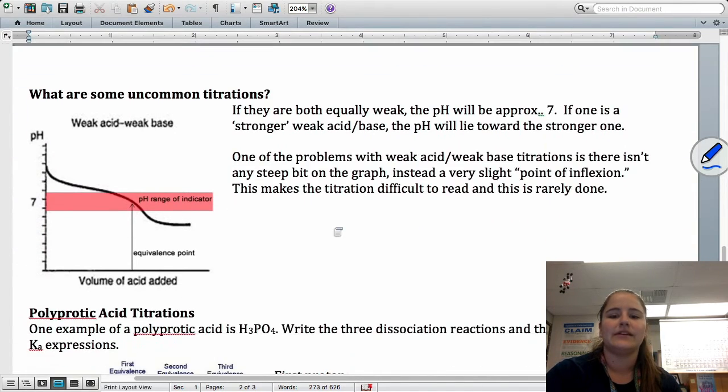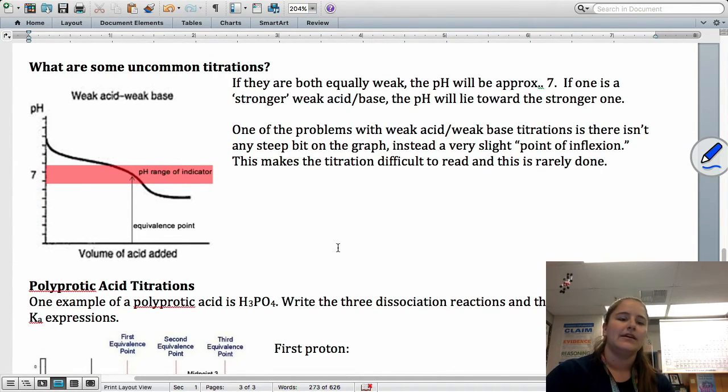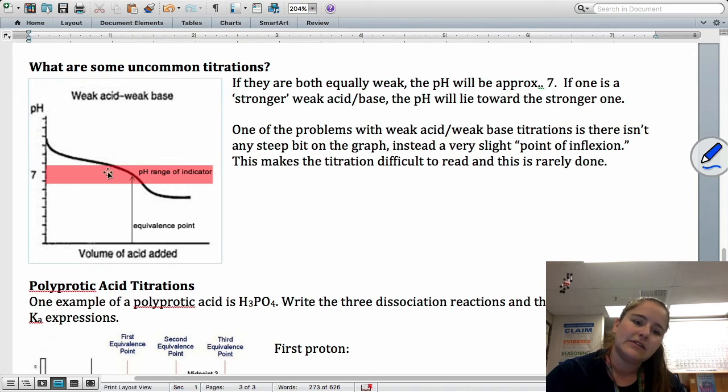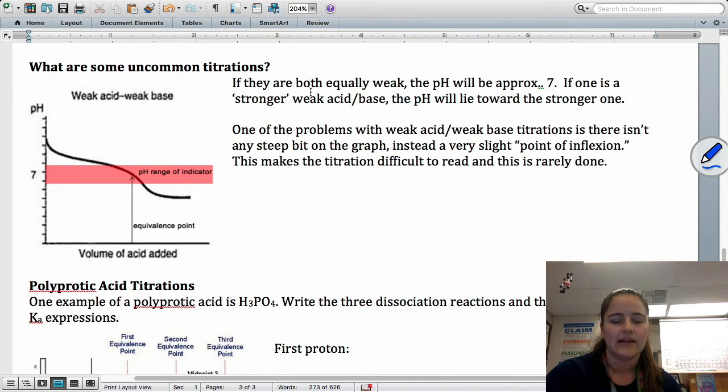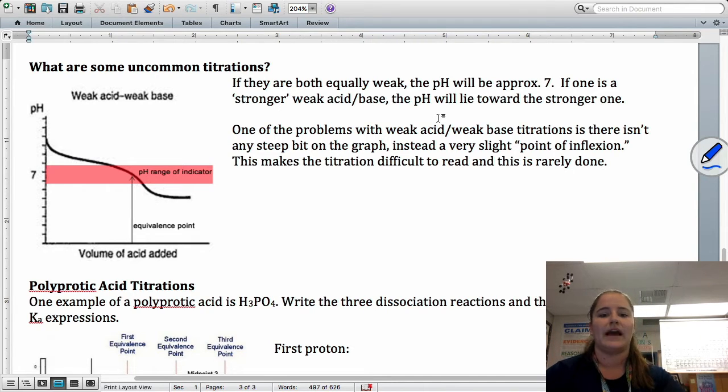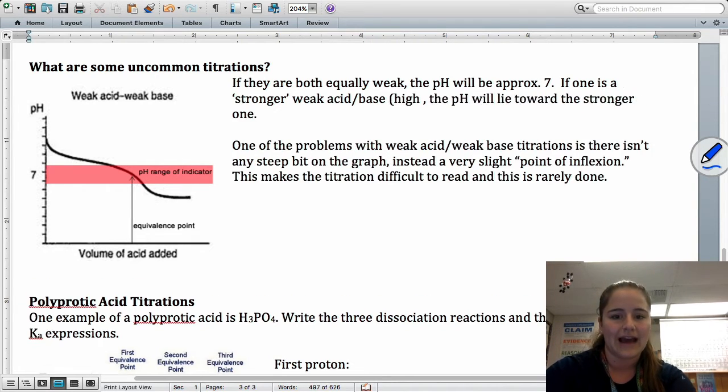Last but not least, let's look at some uncommon titrations. See how this curve has a slight change in pH, and then there's just a little inflection point. That's the equivalence point, and that's what it'll look like if you try to titrate a weak acid with a weak base. If they're both equally weak, that little inflection point where the equivalence point is will be at approximately 7.